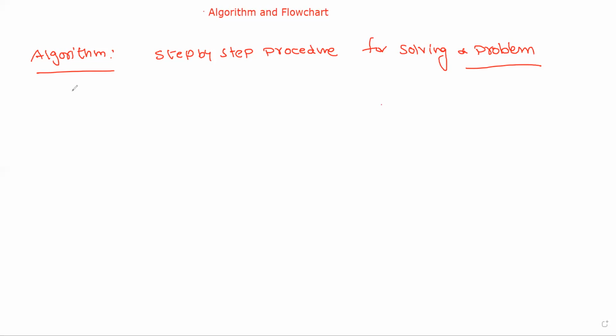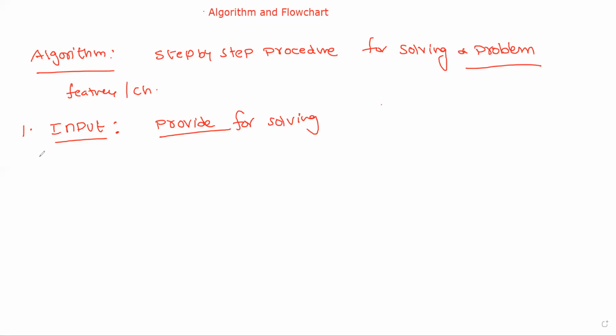And each and every algorithm has some properties or features or characteristics. The first one is input. What do you mean by input? If you want to perform some operation, that is, if you want to implement some program, we have to provide some input. For example, if you want to construct a house, we require some input: bricks, sand, land, water, etc. So input means simply what we provide for solving the problem.